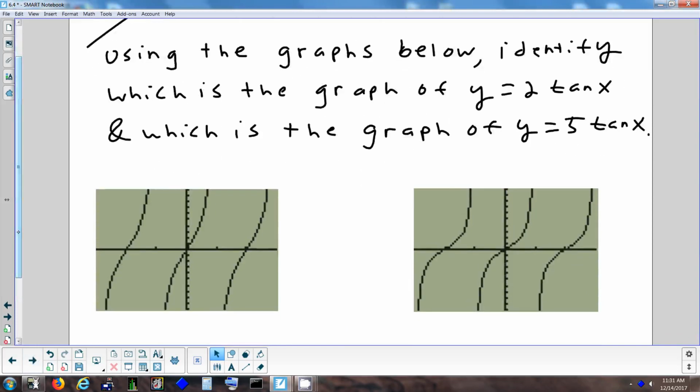All right, so now looking at those 2 pictures, one of them is the graph of 2 tangent x, one of them is the graph of 5 tangent x. I just want to know which one is which.